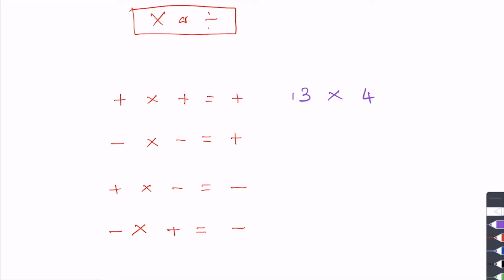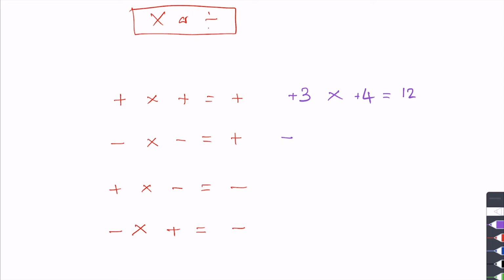We know that's a positive, and that's a positive because we've got no sign currently written. So if there's no sign, we can assume that the number is positive. A positive times a positive means my answer will always also be positive. So 3 times 4 is just 12.